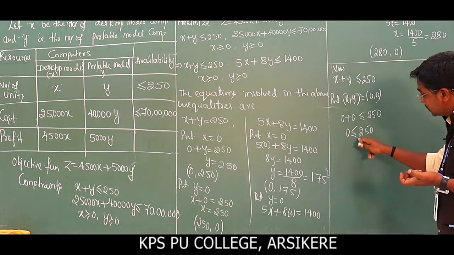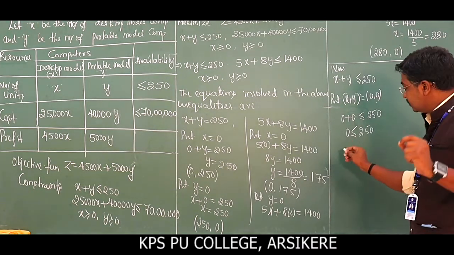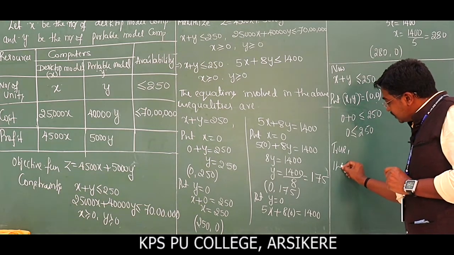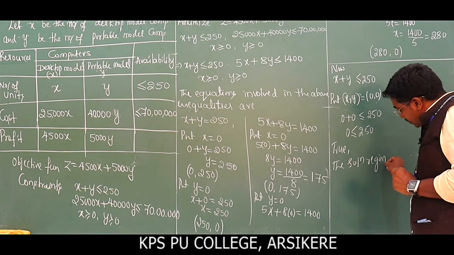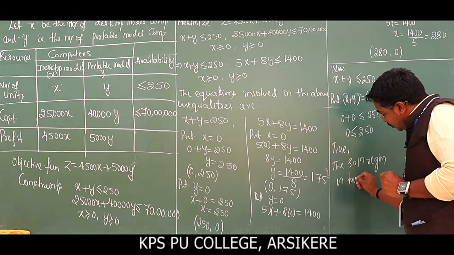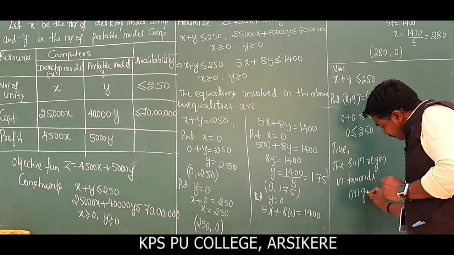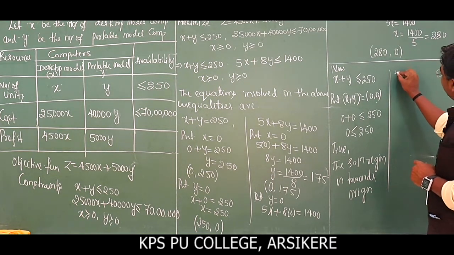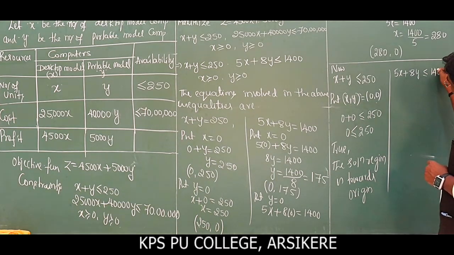This statement is true because 0 is always less than 250. So when the statement is true, the solution region is towards the origin. Clear? Okay. Second one, note down. What is the second inequality here? 5x plus 8y less than or equal to 1400.